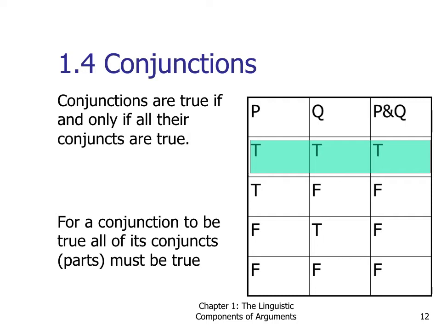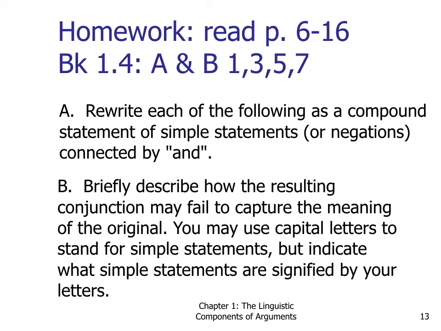For conjunctions to be true, all of its conjuncts or parts must be true. This table on the right here is called a truth table, and we will be looking at those in depth in section 2.9. For our homework, it's suggested that you read the textbook, pages 6 through 16, as well as the study guide, section 1.3. And then the homework asks you to do the following.